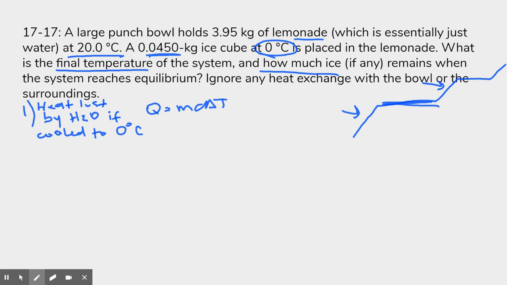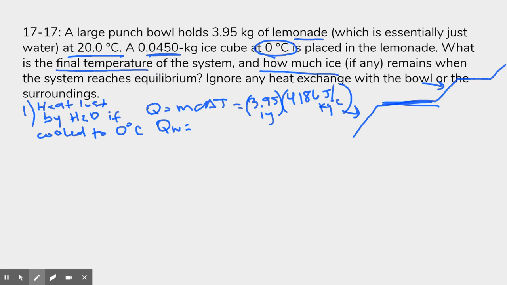And this is for the water, not for the ice cube. So Q for the water, which I'll label as QW here, that'll make more sense. It's going to be 3.95 kilograms multiplied by C. Remember, C for water is 4186 joules per kilogram degree Celsius.